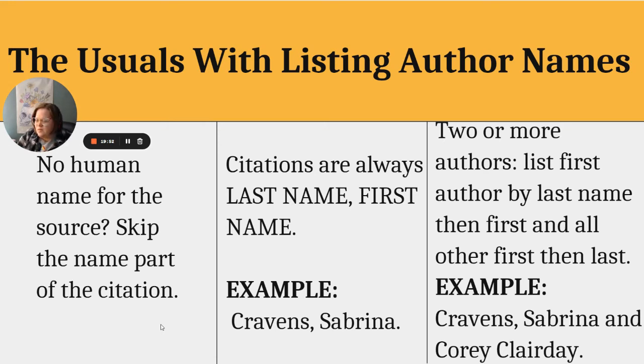Citations are always going to be last name, comma, first name, when you write them up. So the example is Cravens, comma, Sabrina. If you have more than one author for a source, I'll say like 3 or 4 people have authored the source, they've all written together, they've collaborated, then you're going to do last name, first name for the first person, and then everybody else's regular names. So it's Cravens, Sabrina, and Corey Claire Day.